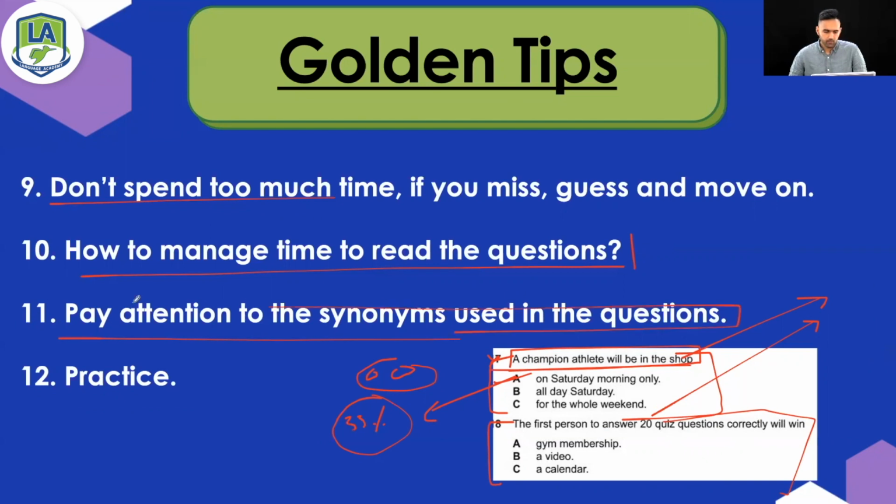Number 11, you need to pay attention to the synonyms used in the question. A champion athlete will be in the shop, and your audio can be the athlete who won the competition will be visiting the shop. So the athlete who won the competition instead of champion athlete, meaning same, different words. Very important you understand. And last but not the least, which will get you over the line, is practice. Practice is the key. The more you practice, the more you'll get used to it.